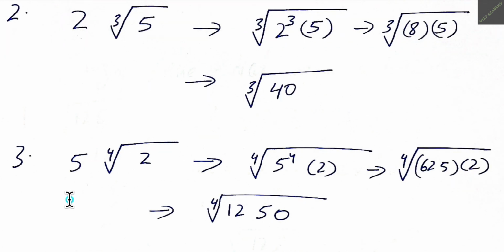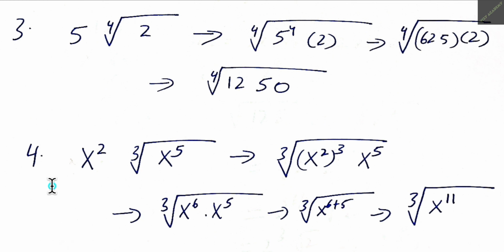Another question here is 5 times 4th root of 2. So 5 will go inside and will become 5 to the power of 4 times 2, because the index here is 4, and 5 to the power of 4 is 625 times 2, so it will be 4th root of 1250.